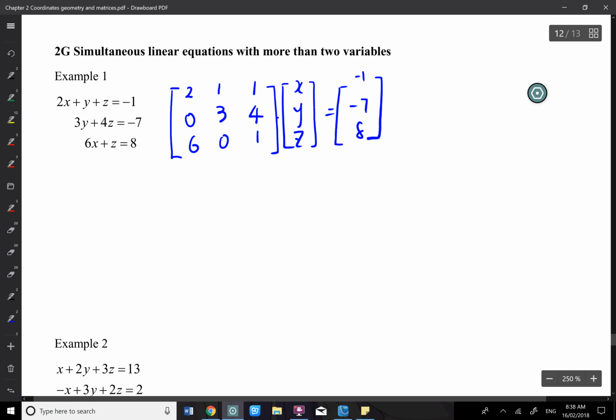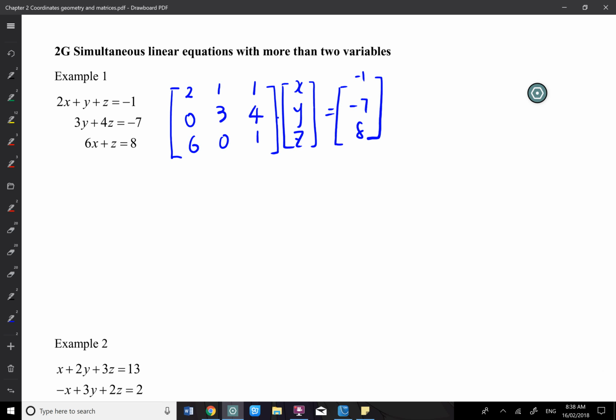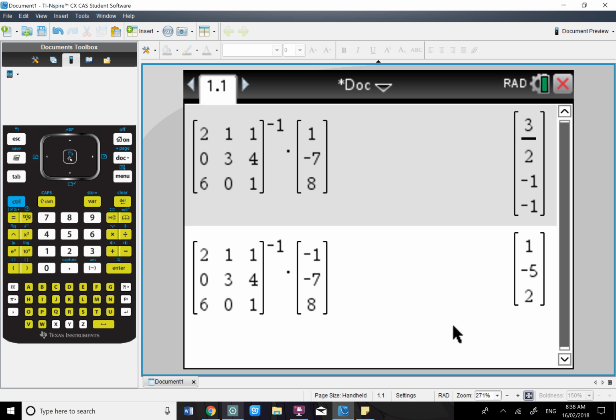If you have a calculator and you want to solve it by calculator, what you need to do is take the front one's inverse times by the back one. So the first one is wrong, ignore the first one. Look at the second one. I just type this matrix in.